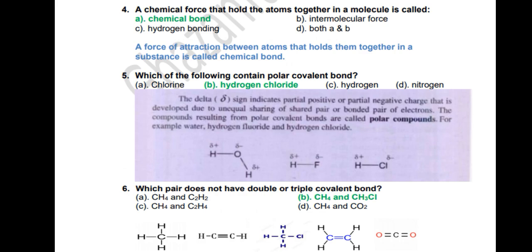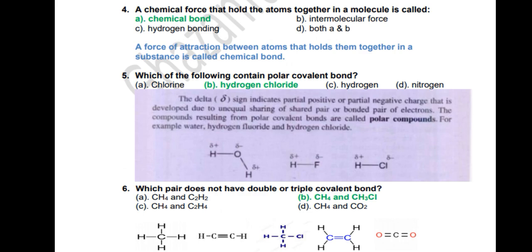A chemical force that holds the atoms together in a molecule is called chemical bond. Option A will be correct. Intermolecular forces and hydrogen bonding, that is not the chemical bond because these are intermolecular forces between the different molecules of same type or different types, because chemical bond relates to the force of attraction which holds the atom together in a molecule. So option A will be correct.